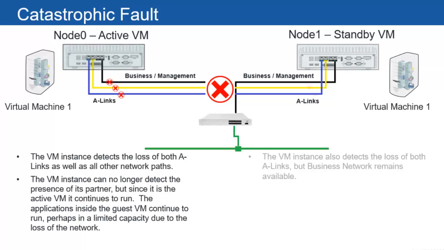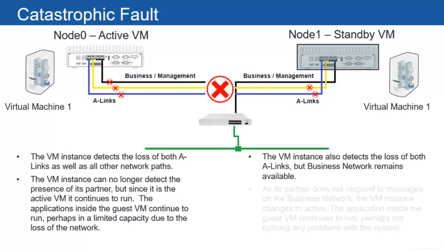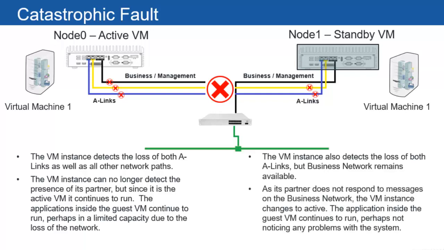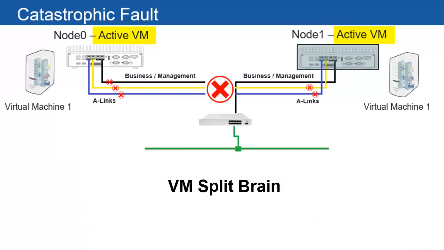On node 1, the VM instance also detects the loss of both A-Links, but the business network remains available. As its partner does not respond to messages on the business network, the VM instance changes from standby to active and begins running the guest VM as it believes the VM instance on node 0 is down. Once both VMs become active, it places the system into what is known as a split brain condition, where both VMs believe they are the active VM. In this instance, all synchronization and heartbeat connections between the active and standby VM are gone.